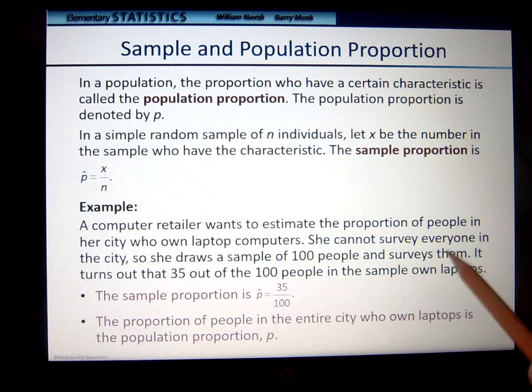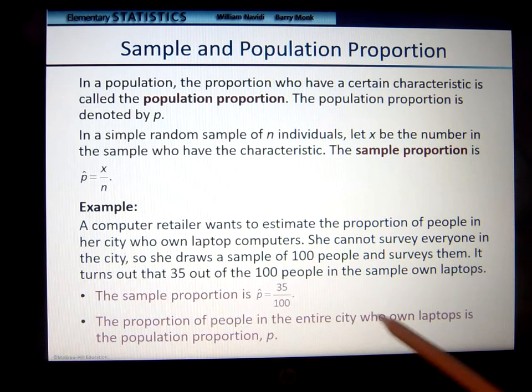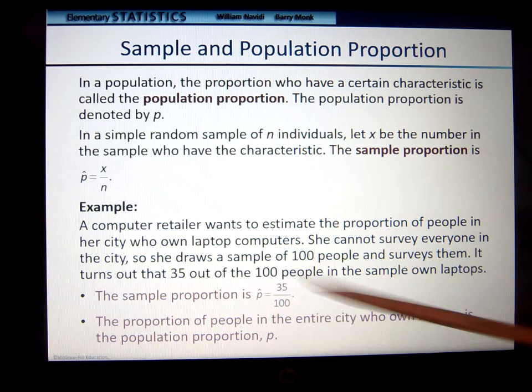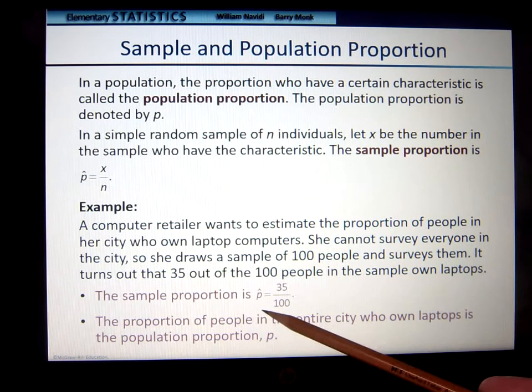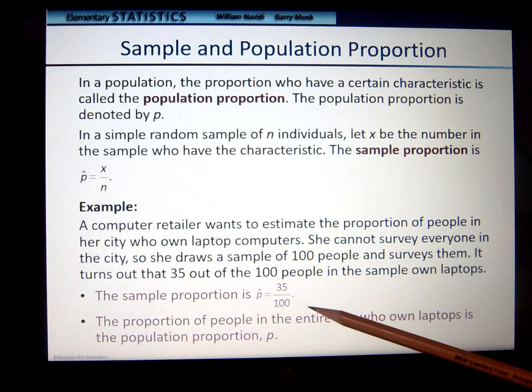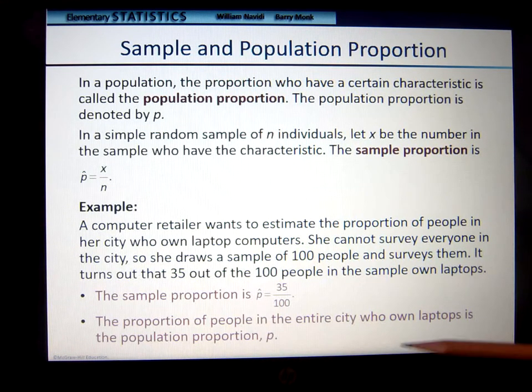So, a computer retailer wants to estimate the proportion of people in her city who own laptop computers. She cannot survey everyone in the city, so she draws a sample of 100 people and surveys them. It turns out that 35 out of the 100 people in the sample own laptops. So the sample proportion, P hat, is 35 over 100. The proportion of people in the entire city who own a laptop is the population proportion, P.